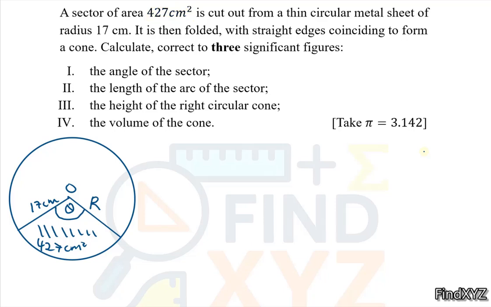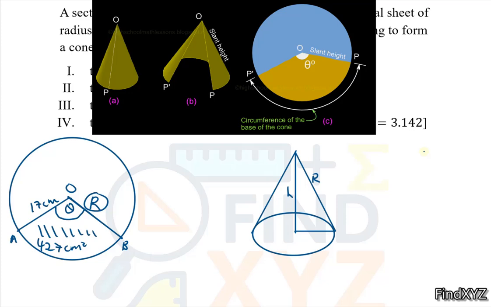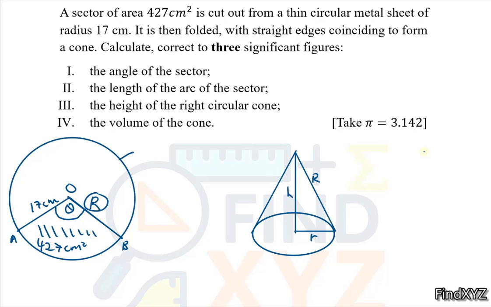Then this region is going to be folded to form a cone. So let's draw a cone. Now we'll call this the height. So you realize that from the question, the straight edges of the sector will coincide to form the cone. So it means that this R will be transferred here. Then the arc, let's say this point is A, this point is B. So arc AB will be the circular region, right? So take note of that. So this is our small r, that is the radius of the circular base. This represents the circular metal sheet. This represents the cone that was created from the sector. So we have everything set up.